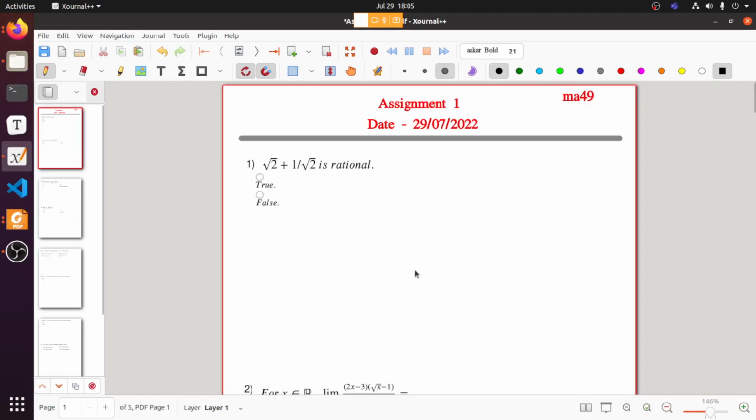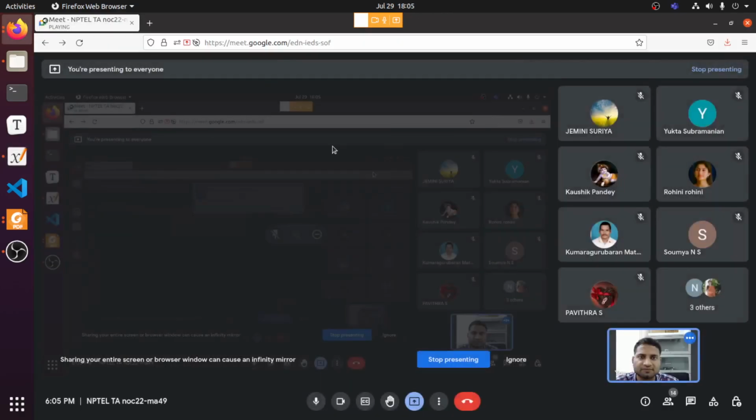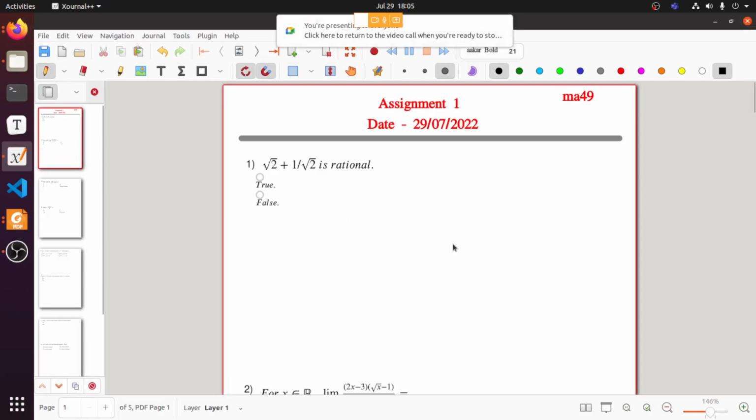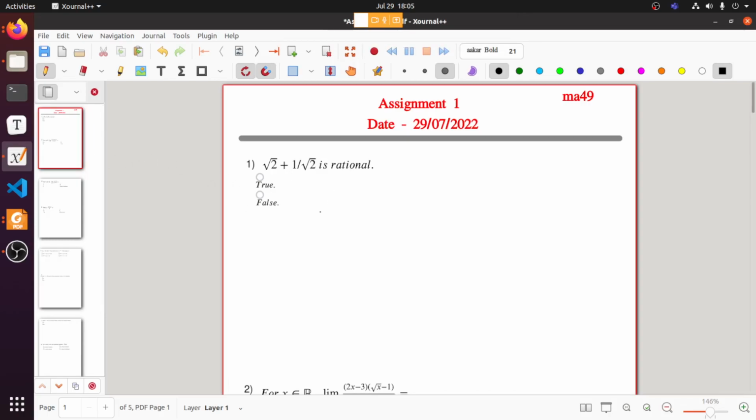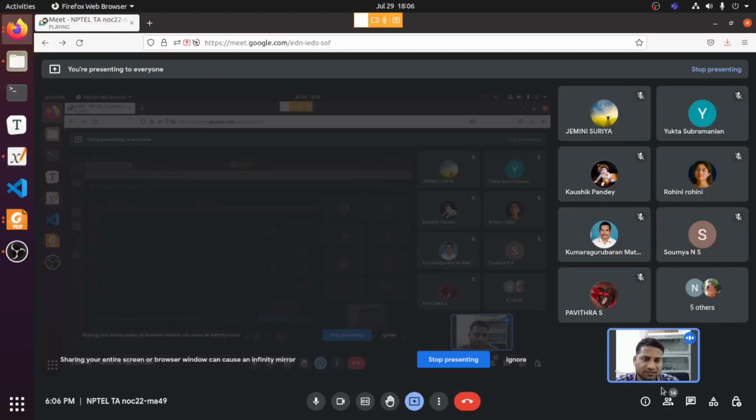Yes, sir. Okay, so the first question is you have to say whether it's true or false. It's given that root 2 plus 1 by root 2 is rational. True or false? You have to prove it or disprove it. Everyone knows that root 2 is irrational, right? The sum of two irrational numbers may not be irrational, so a priori you cannot say whether this is an irrational number or not.